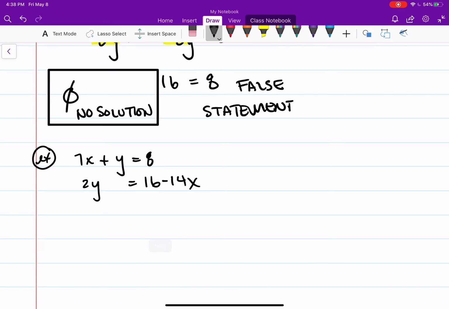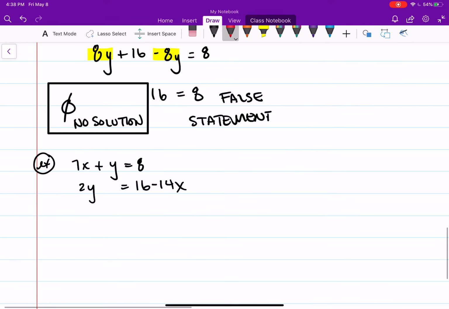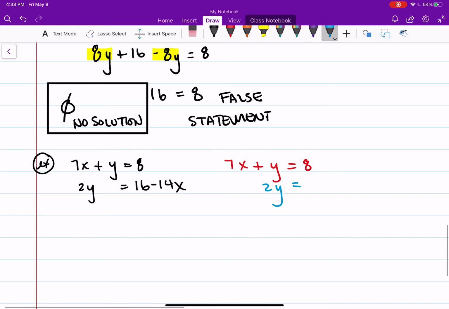What do I mean by that? What I mean is this. The top is 7x plus y equals 8. On the bottom, the 2y I can just leave there. The equal sign I want to leave there. The 16 I want to leave. But the negative 14x I can bring over and put it under the 7x. And to bring it over, I got to add 14x. Okay? And the plus is because the 2 has no sign in front of it, so therefore it is a positive.